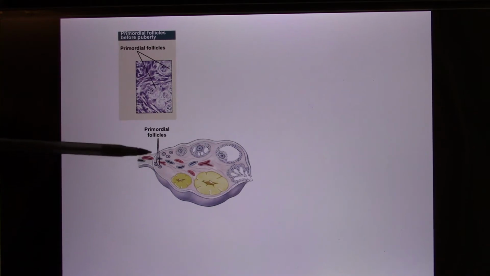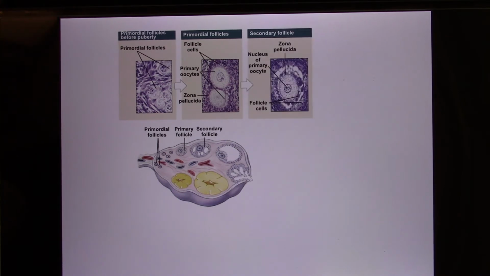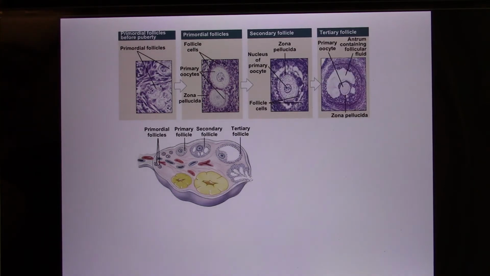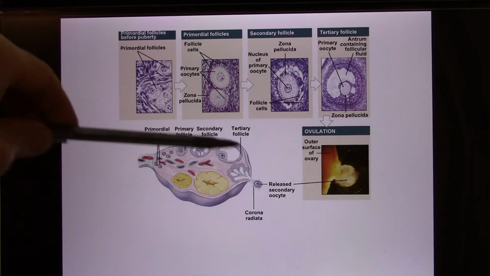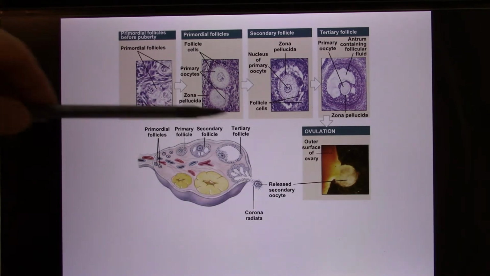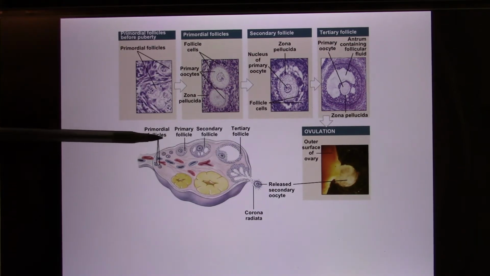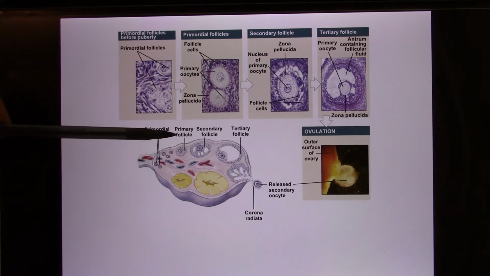And every month, one of them is going to mature. It will develop from the primary, secondary, to tertiary follicle. And this process takes about 14 days. So the whole process is 1 month. So in the first 2 weeks, one of the primordial follicles is going to mature. And at first, a few of them mature, but eventually you end up with one.